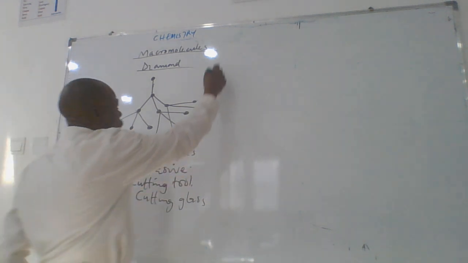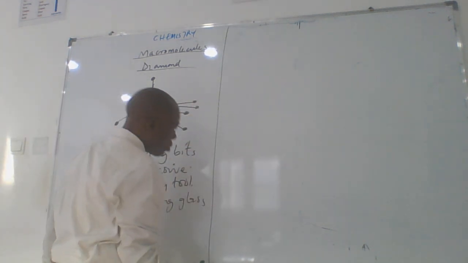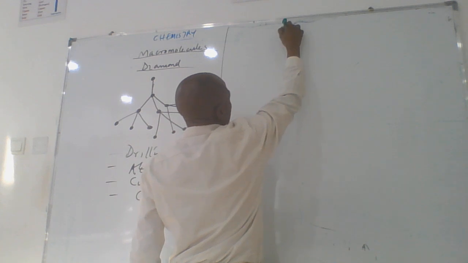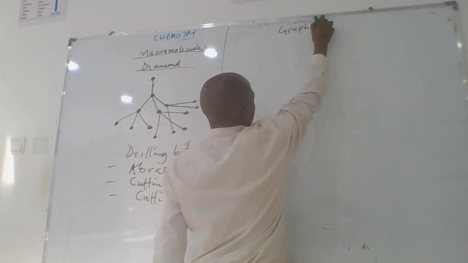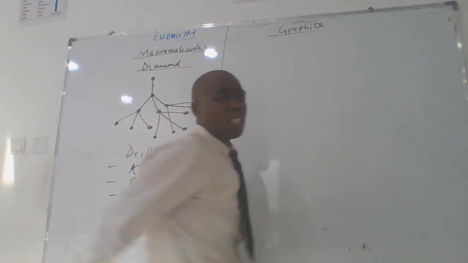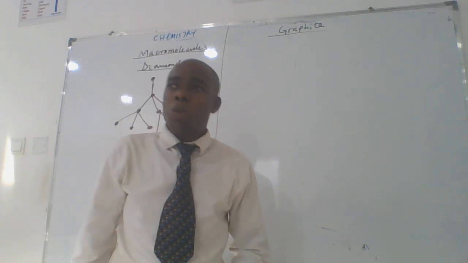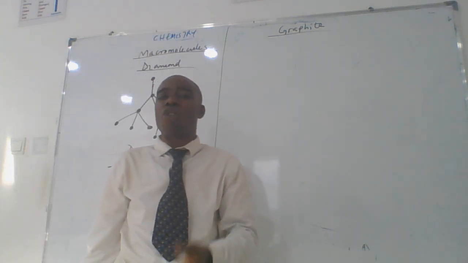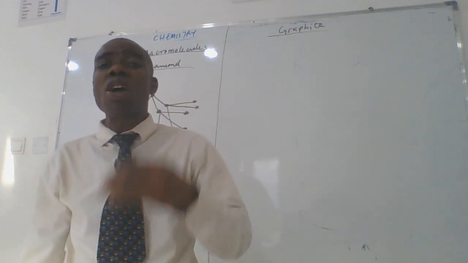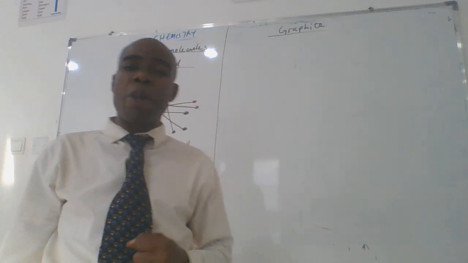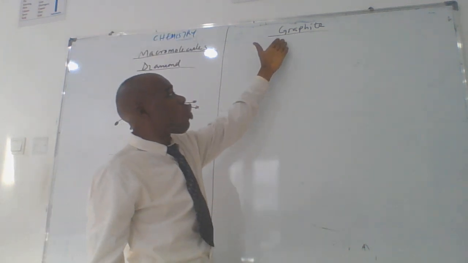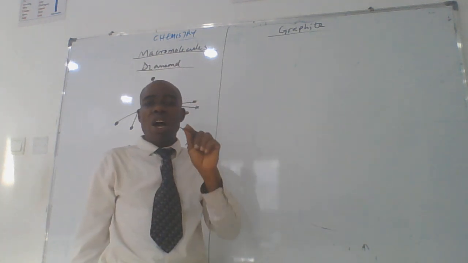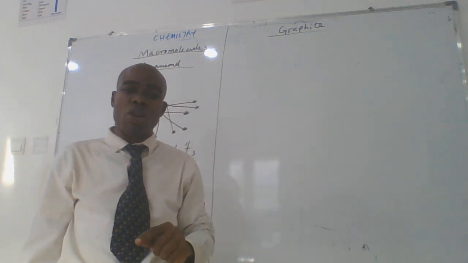Now, the next one we're going to consider is graphite. Graphite is another form of carbon. Please, let's not forget, diamond and graphite are allotropes of carbon. In fact, they are called crystalline allotropes of carbon. So, the second allotrope is graphite. Graphite is also a crystalline allotrope of carbon.